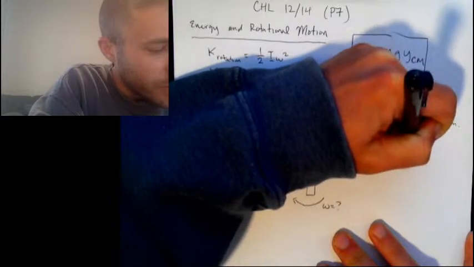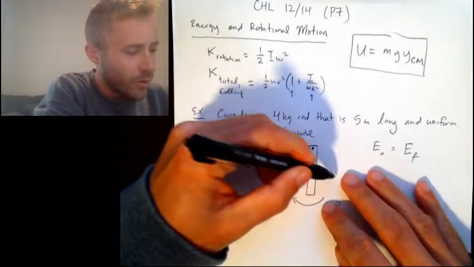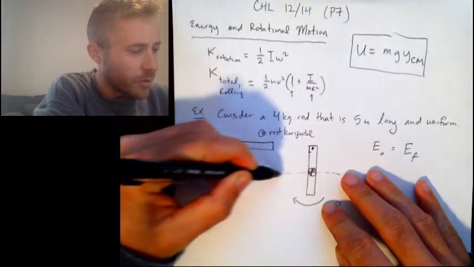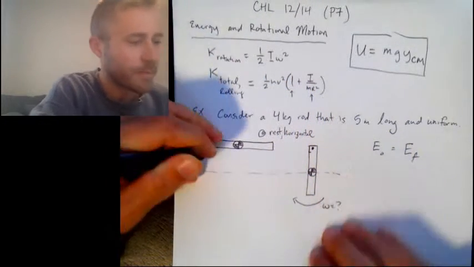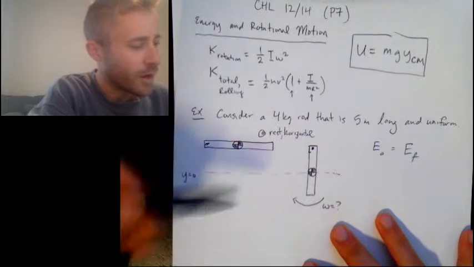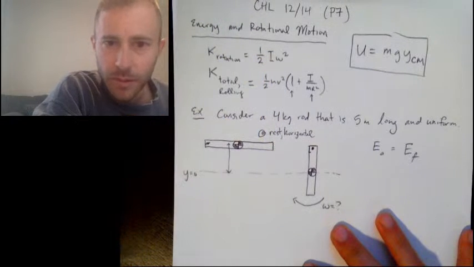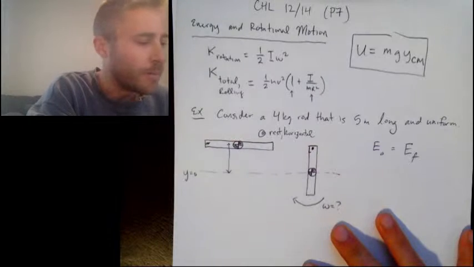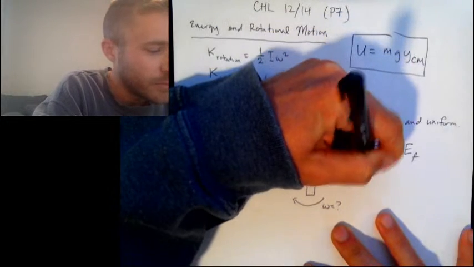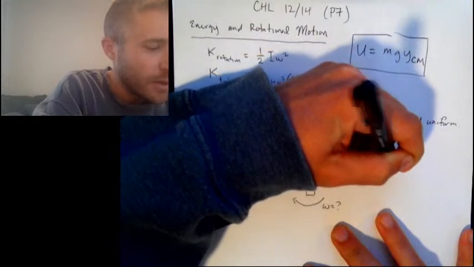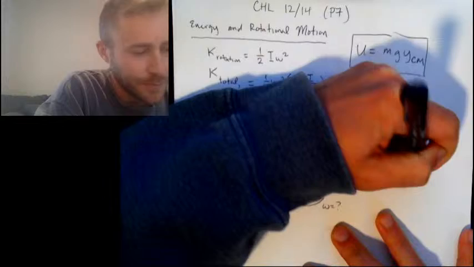Initial energy equals final energy. All right? And I will call the lowest elevation of the center of mass y equals 0. Okay? So we start out with gravitational potential energy. All right? So we start out with mgy_cm, and we end up with rotational kinetic energy only.